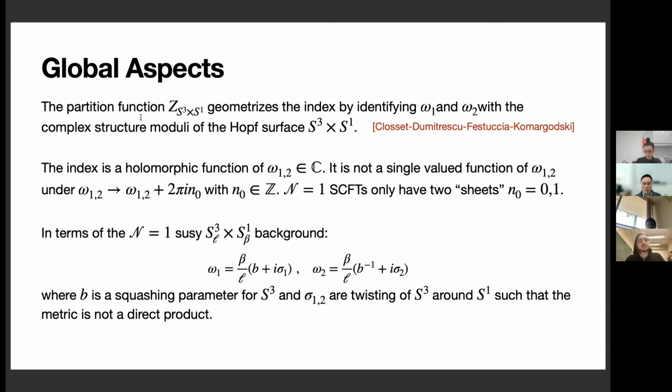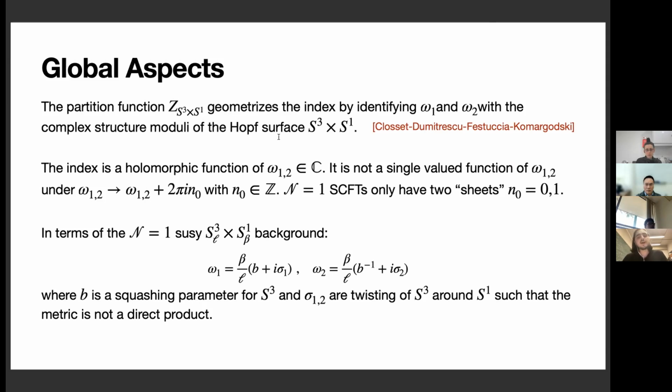However, an important point is that the partition function on S3 times S1 is actually a geometrization of the superconformal index, in the sense that we can identify these fugacities omega 1 and omega 2 with certain complex structure moduli that we have if we think about this manifold as a complex manifold, and then as a particular example in the family of Hopf surfaces. So this point of view is very useful because it makes us think about the index directly as a holomorphic function of these parameters. And using this point of view, we can again prove certain renormalization theorems in a very convenient way.